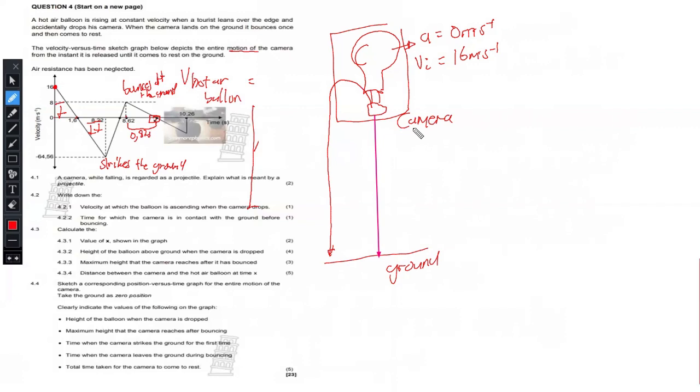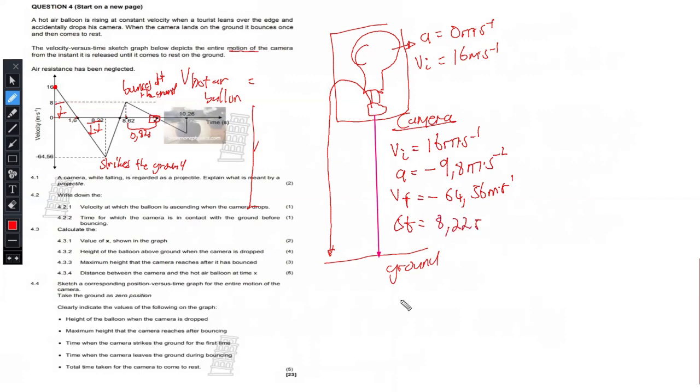So we will use the camera to say the V initial of the camera is 16 meters per second. Now we said they took upward as positive, so our acceleration is negative 9.8 meters per second square. But then we can see the final velocity of the camera here. VF is equal to negative 64.56 meters per second. And what else do we have? We have the time it takes to reach the ground. Delta T is equal to what? 8.22 seconds.